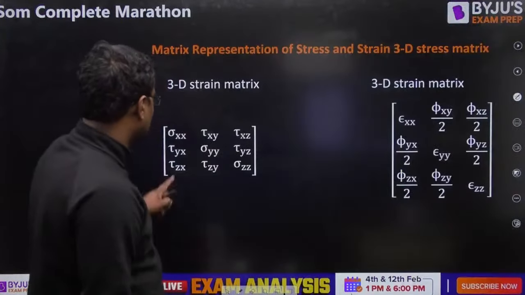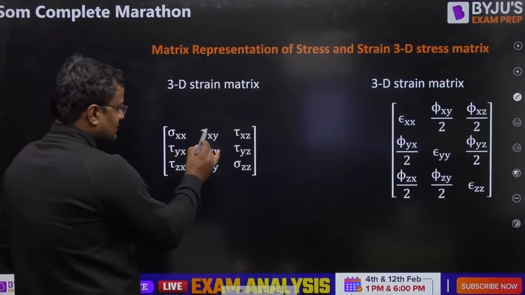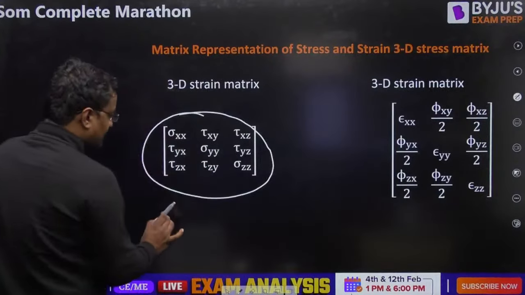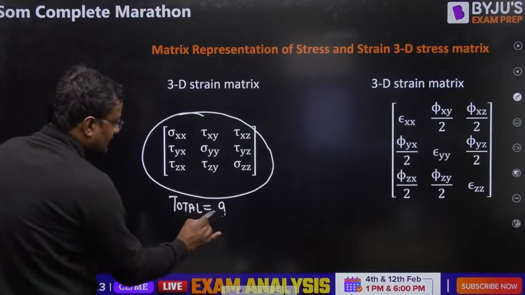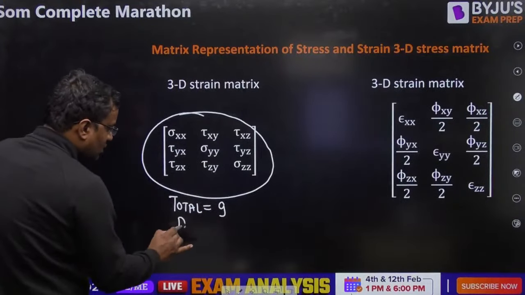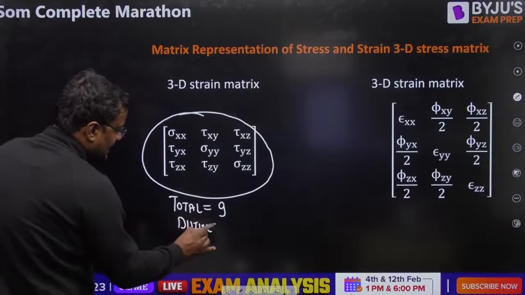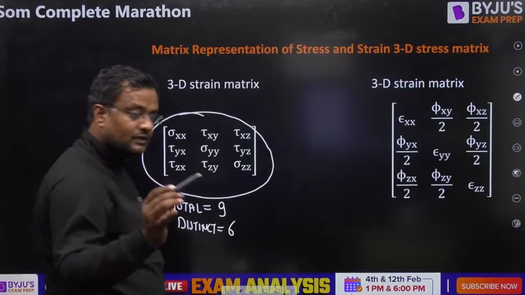So the stress matrix will be like this. Sigma x, tau xy, and so on. Now what is the number of elements? Total number of elements is 9: 1, 2, 3, 4, 5, 6, 7, 8, 9. What is distinct? Please let me know in the comment section. Distinct are 6 because of adjacent faces.